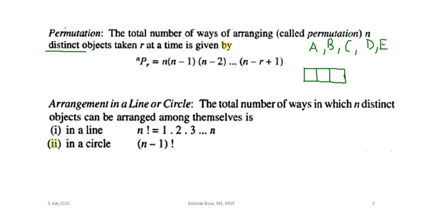To solve this problem, just think in this way. First tell me, the first letter of that 3-letter word can be any one of these 5, right? So this first position can be filled in 5 different ways. Then in the next position, how many different ways can it be filled? Definitely one of the letters has already been used. We are considering that we are not repeating a particular letter.